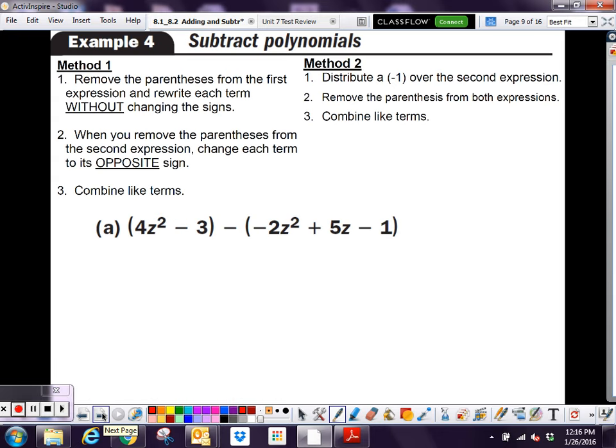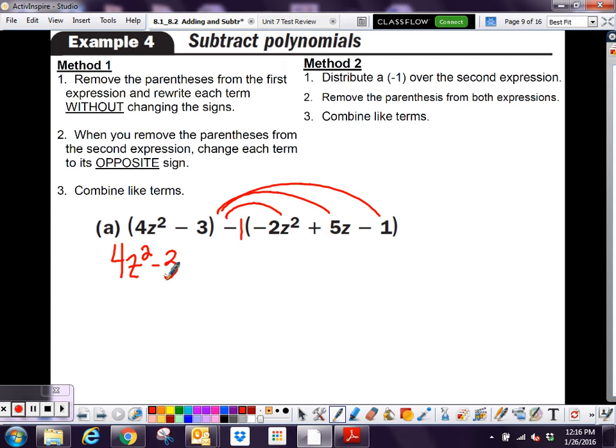Now here's where it gets really important that you remove those parentheses. Notice here I have 4z squared minus 3 minus all of this stuff to the right. So this minus, it's like I have a negative 1 out there. So that needs to get distributed to everything. So it's very important you do that here. So I have 4z squared minus 3.